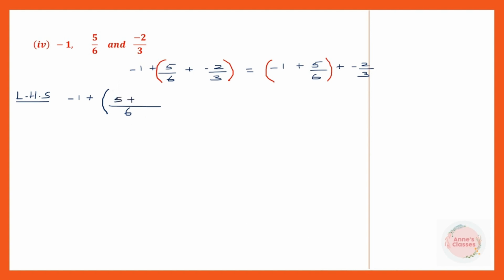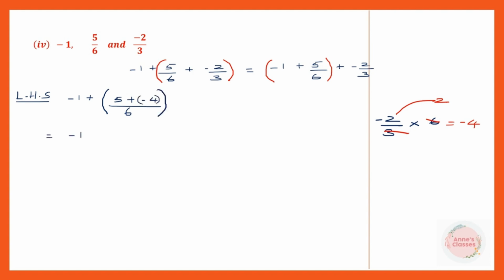Look at the second rational number. It's minus 2 by 3. Take it here and multiply this with the LCM. Cancel 3 and 6. 3 2s are 6. Multiply these two. Minus 2 into 2 is minus 4. So let's write that. So this is plus minus 4. Close brackets. Then we continue.